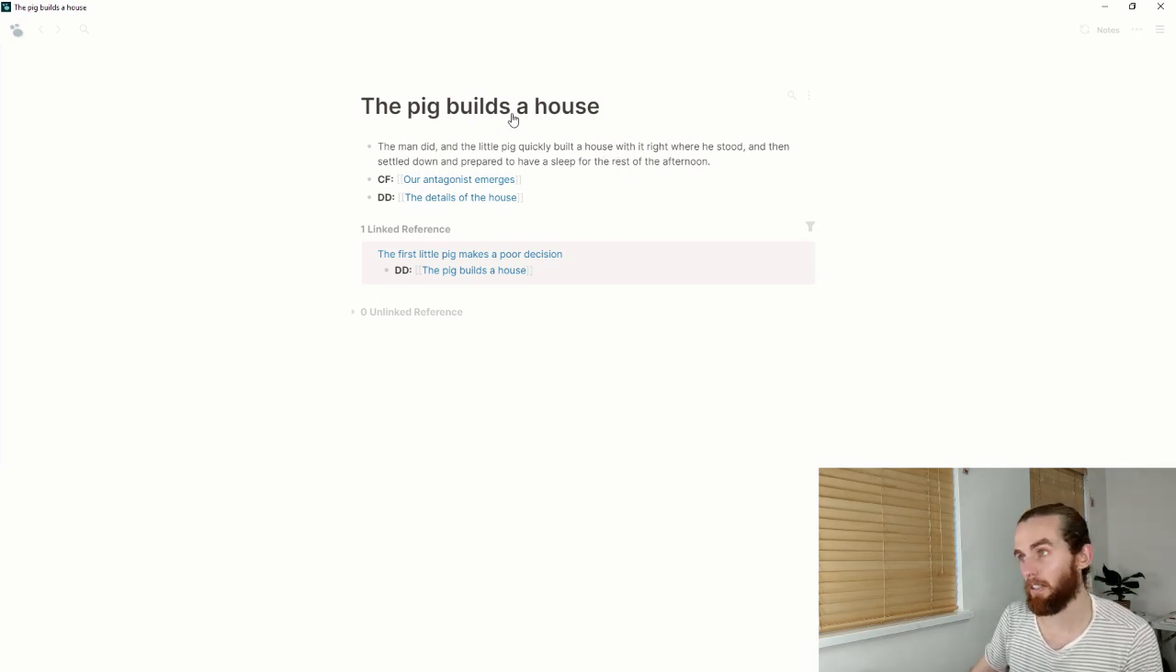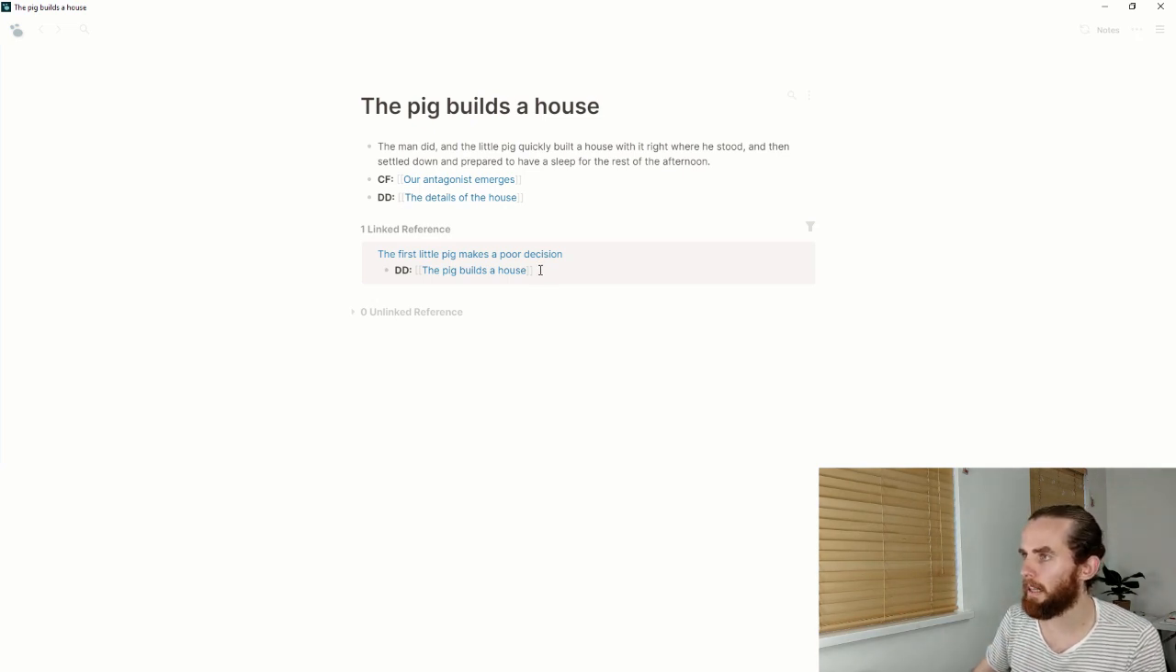The continuation of the flow, again, is that our antagonist emerges. The drill down approach, if I wanted to get into it, is I could talk about the details of the house, but I actually haven't gone and built that. But the cool thing when I do this is that I can see here where this is linking in my little link references block here.